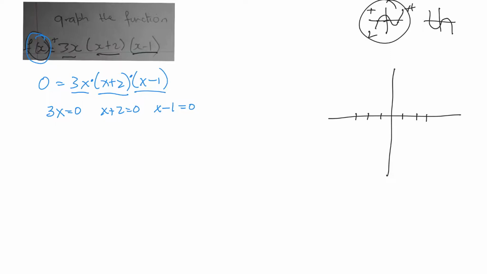For this first one, to solve for x, I'll divide both sides by 3. So x equals 0 divided by 3, which is 0. Here I'll subtract 2 on both sides, so x equals negative 2. This one I'll add 1 on both sides, so x is equal to positive 1. So at 0, something happens, at negative 2, something happens, and at 1, something happens.